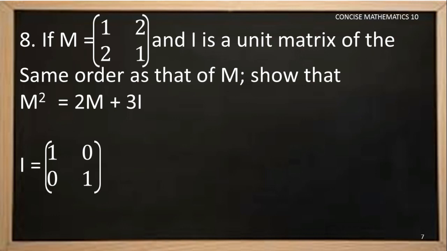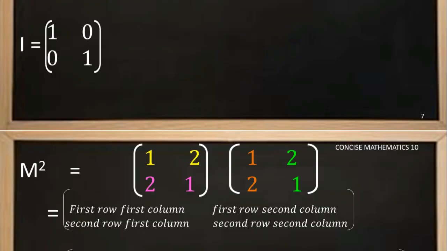So, mark that as result number 4. Result number 1 is M square. Result number 2 is 2M. Result number 3 is 3I. Result number 4 is 2M plus 3I. If result number 1 and result number 4 elements are same, hence we can say that we have proved that M square is equal to 2M plus 3I. Let us proceed, children.